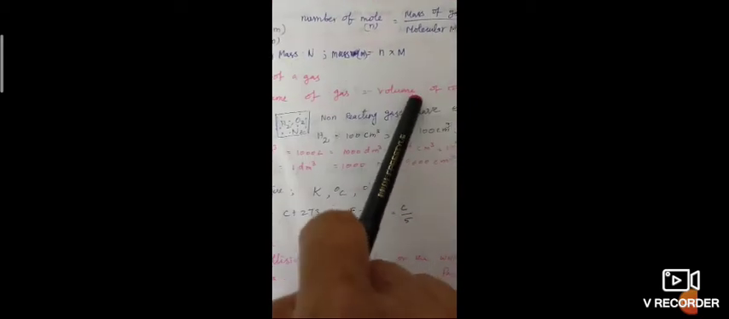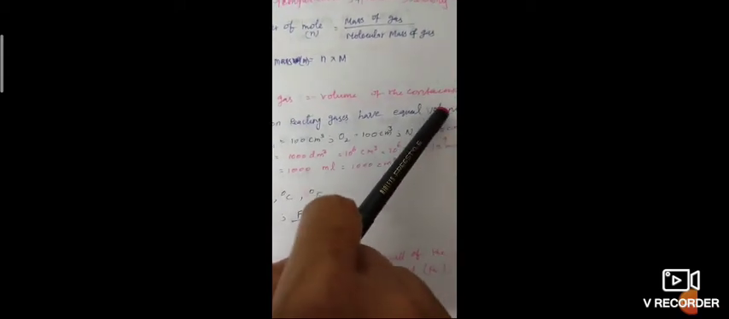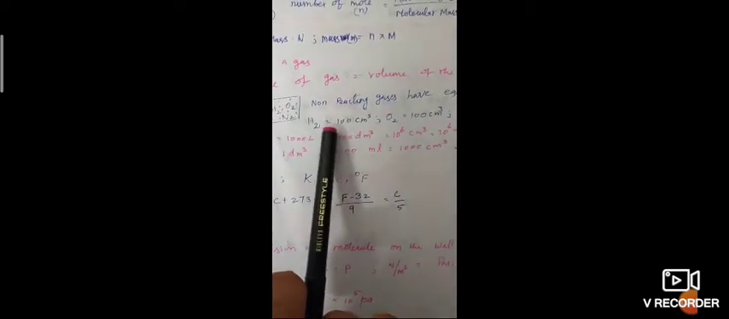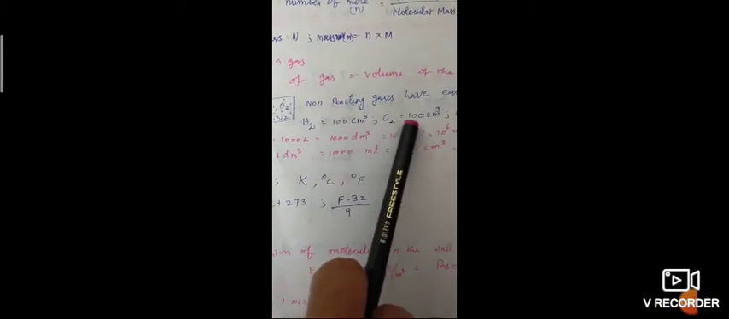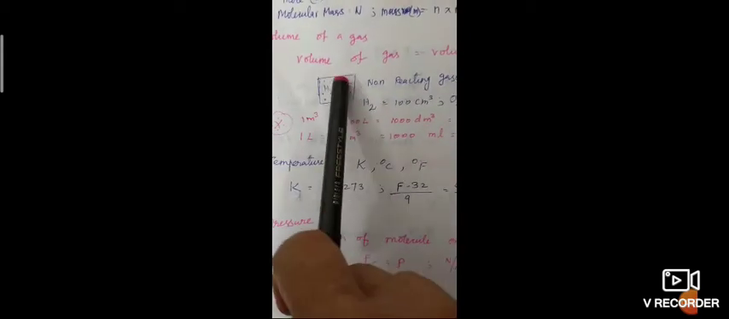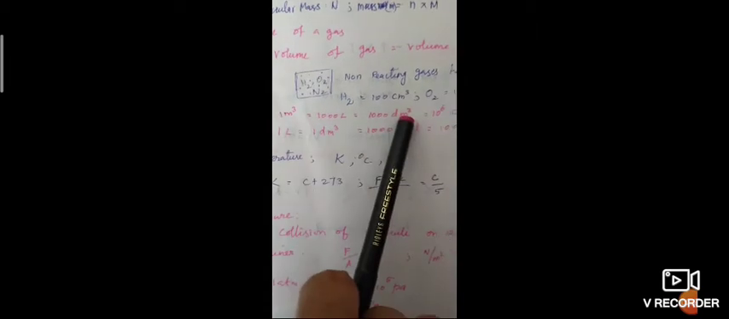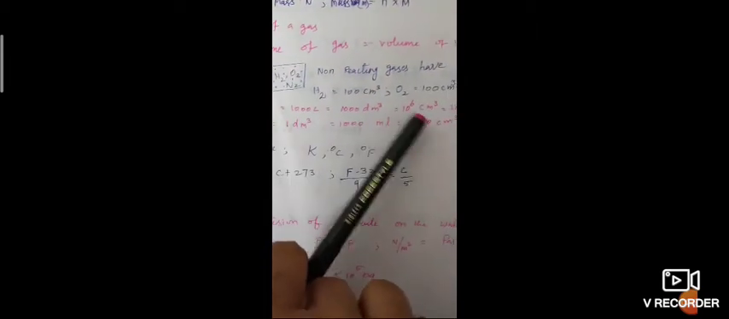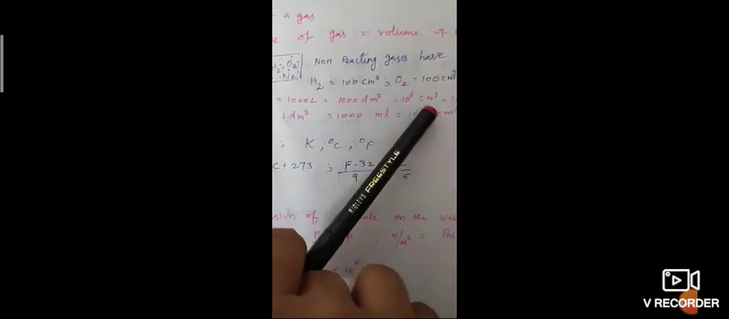Next one, volume of gas. We know that volume of gas is equal to volume of the container. So if in a container non-reacting gases are there, for example hydrogen, oxygen, nitrogen, they will have equal volume. Hydrogen also will be 100 centimeter cube, oxygen also will be 100 centimeter cube, nitrogen also will be 100 centimeter cube. So the particular unit, you know that liter. So these are all the units you can utilize for calculating.